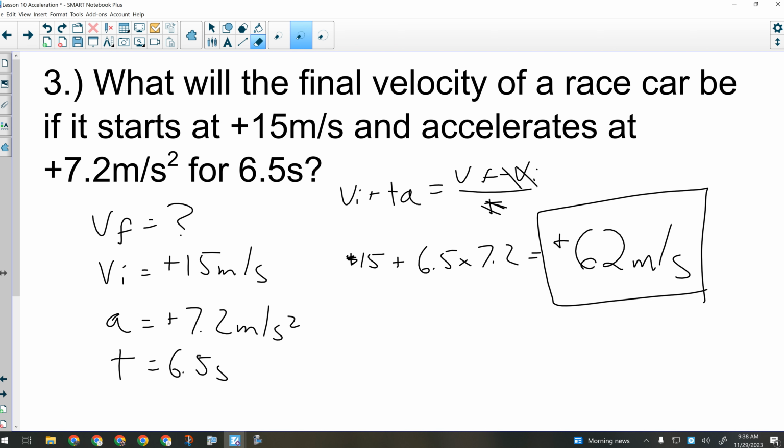Okay, is direction important for acceleration? It is, because you're going to encounter some problems where something starts moving forward, but its acceleration is backwards. Okay, and so there's going to be a change in the direction between VI and VF. So acceleration's direction is going to be important.